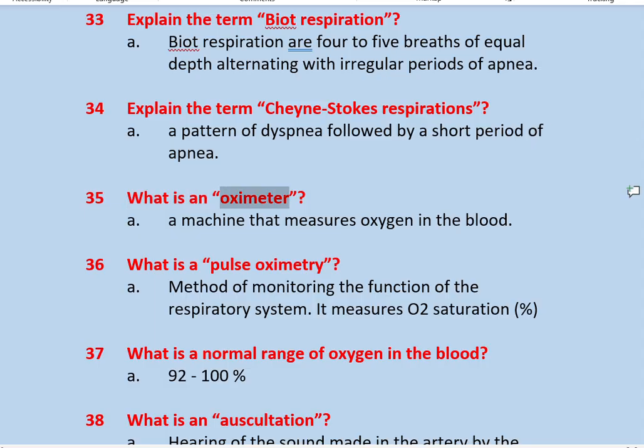35. What is an oximeter? A machine that measures oxygen in the blood. 36. What is pulse oximetry? Method of monitoring the function of the respiratory system. It measures O2 saturation, %. 37. What is a normal range of oxygen in the blood? 92 to 100%.